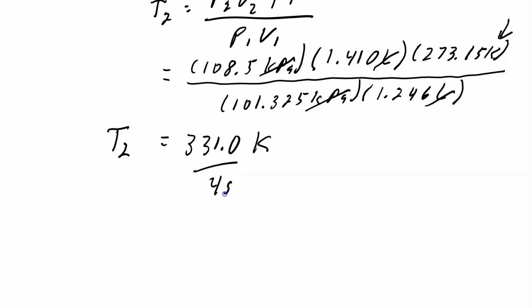We do need 4 significant figures on that. So there's our final answer. Did they ask for it in degrees Celsius? No, they just asked for what is the final temperature, so we can leave it at that. If you do want it in degrees Celsius, of course, we're going to subtract 273.15 from that, and we're going to get a value of 57.9 degrees Celsius.